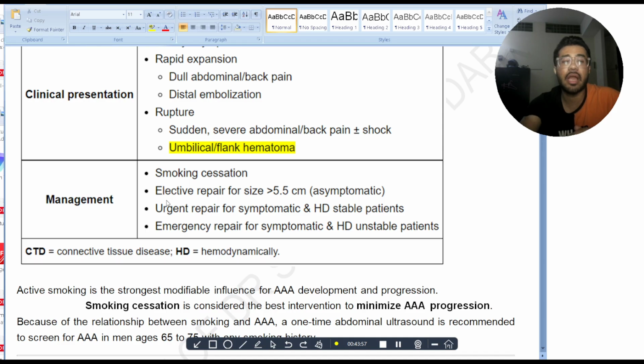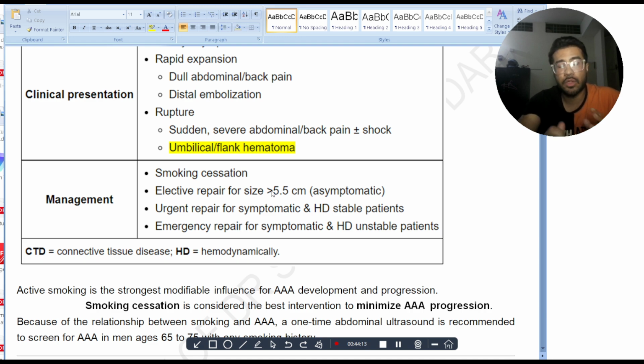This is a really high yield point. They'll give you the size and ask you, the patient would be not symptomatic, just came for screening, and the size would be 6.5 centimeter. They're going to ask you what is the next best step. It would be elective repair.